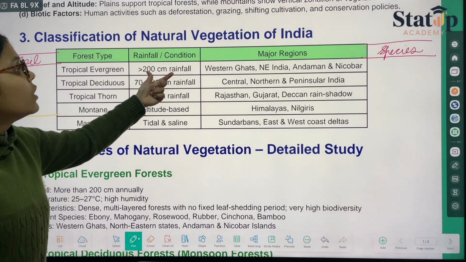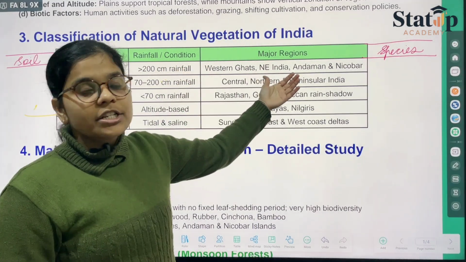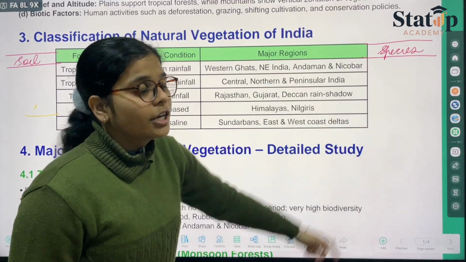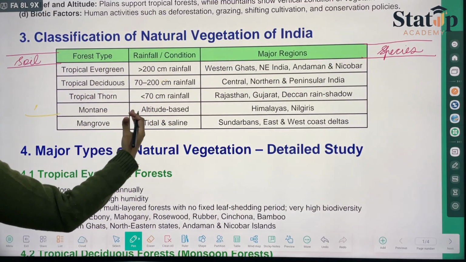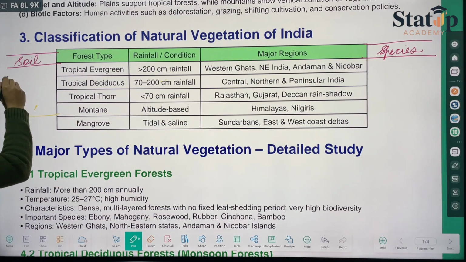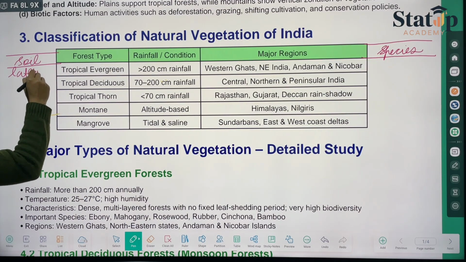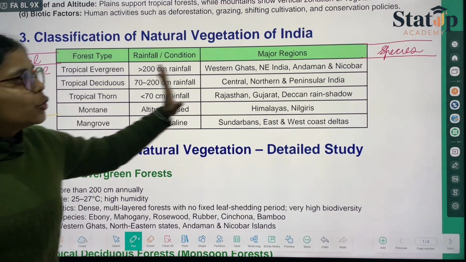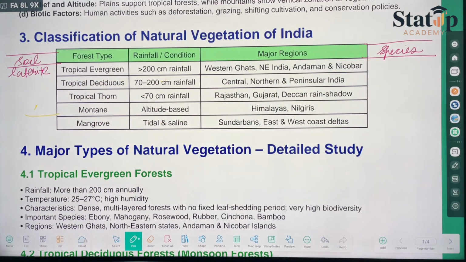the amount of rainfall is 200, and the region it is found in is the Western Ghats, Northeastern Ghats, Andaman and Nicobar Islands. When we talk about the type of soil that is found, we can write it over here. Laterite soil is found. Like this, you can include this whole passage and you can make it look more attractive.